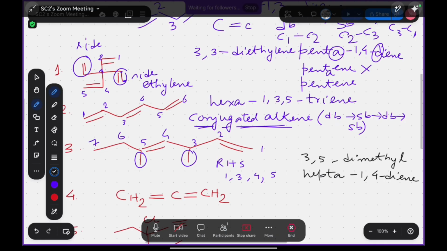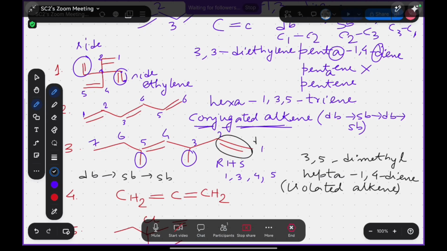So 1, 4 diene. Now what kind of alkene is this? This is also having 2 double bonds. So what kind of alkene is this? This is called isolated diene. Since it is having 2 double bonds, it is isolated diene. Why is it isolated? Isolated because the double bonds are far apart from each other. See, here what is happening? Double bond, then from the double bond we are having 2 single bonds in between.